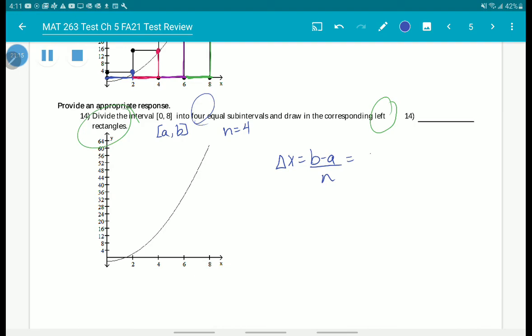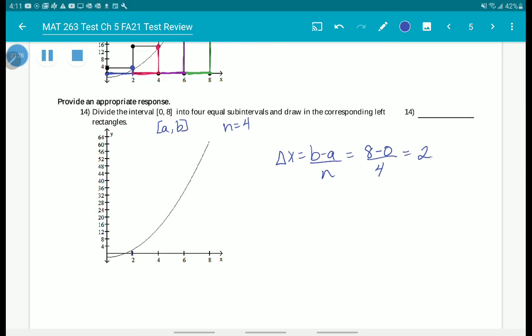So my interval is going from 0 to 8, and it's going to be 2 units wide. So each rectangle is going to be 2 units wide. And that makes sense based on the picture they gave us here, because each of those intervals, those tick marks, are 2 units apart.